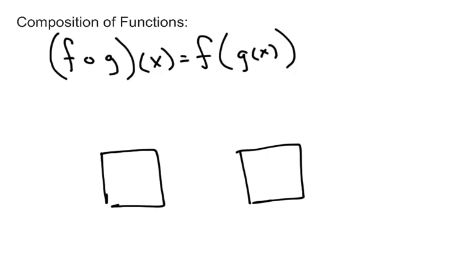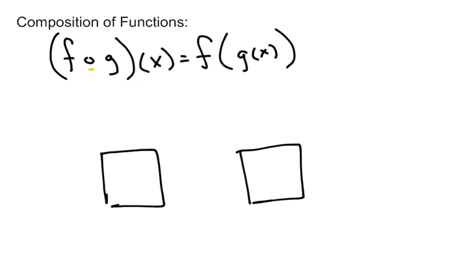The idea of composition of functions falls under the idea of functional arithmetic. And the definition of the composition of functions is f of g of x is equal to the function f evaluated at g of x. Now the thing is, this symbol is a little circle. It's not the letter O. It's not a dot. It's just a small circle, and it means f of g of x.